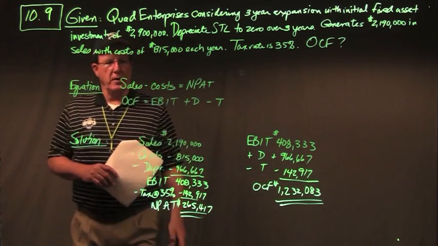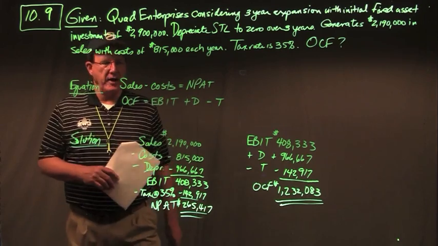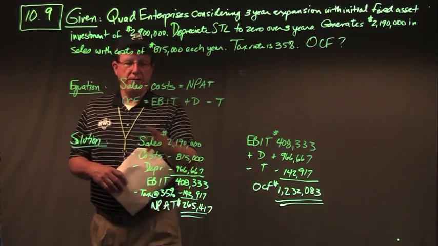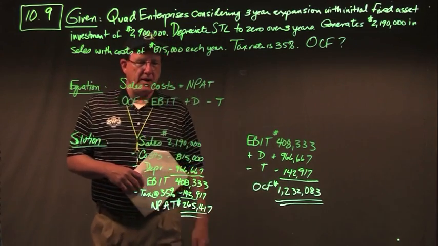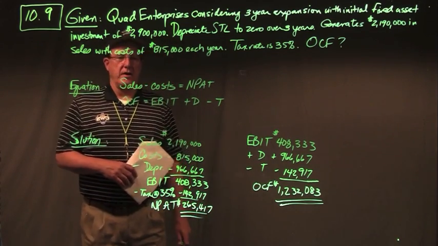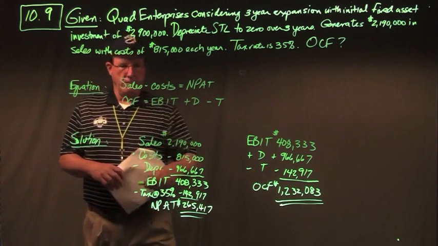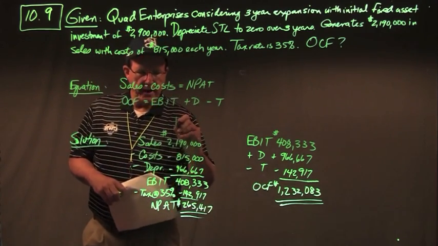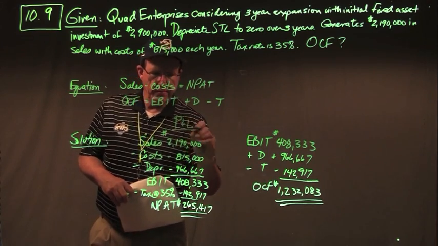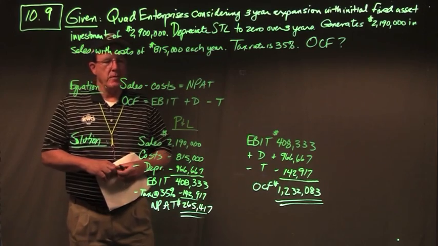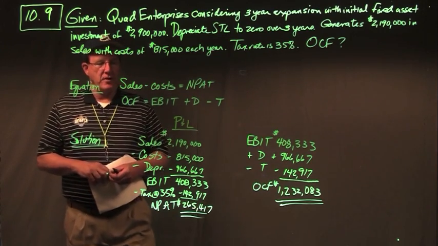So, 2 equations. Whenever I see the letters OCF, I must build an income statement. Sales minus cost equals net income. And OCF traditionally is EBIT plus D minus T. We'll teach you some other ways to calculate that, but for now we're going to use the traditional method. So I build my P&L, my income statement. P&L stands for profit and loss. Sales of $2.19 million, cost of $815,000.